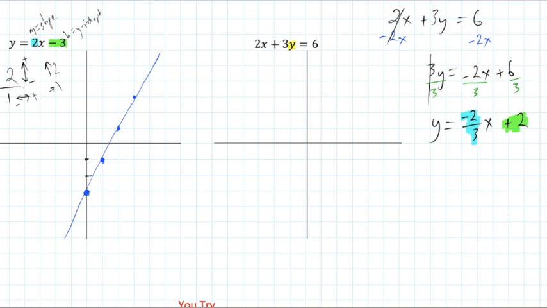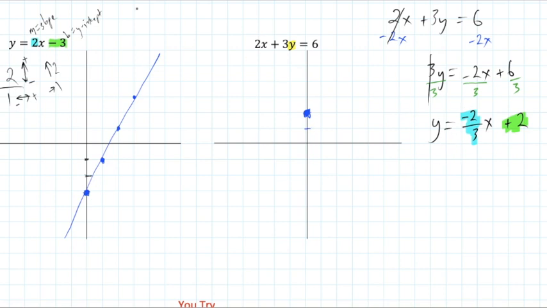So I'm going to start by marking my y-intercept, which is a positive 2. So I'm going to go up 2. Here's 1, here's 2. So here is my y-intercept of 2.